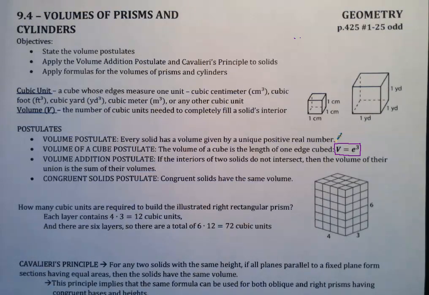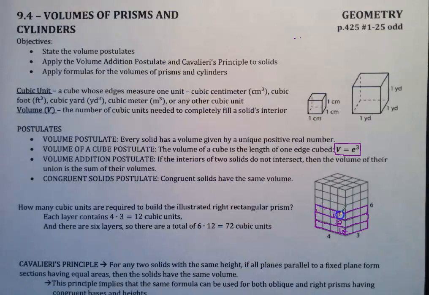So how many cubic units are required to build the illustrated right rectangular prism? If we look at it as a layer system, each layer contains 4 cubes this way and 3 cubes this way. So how many does it take for just that layer? 12. Okay, then how many cubes will it take to make the next layer? 12. It's going to be 12 for each layer.